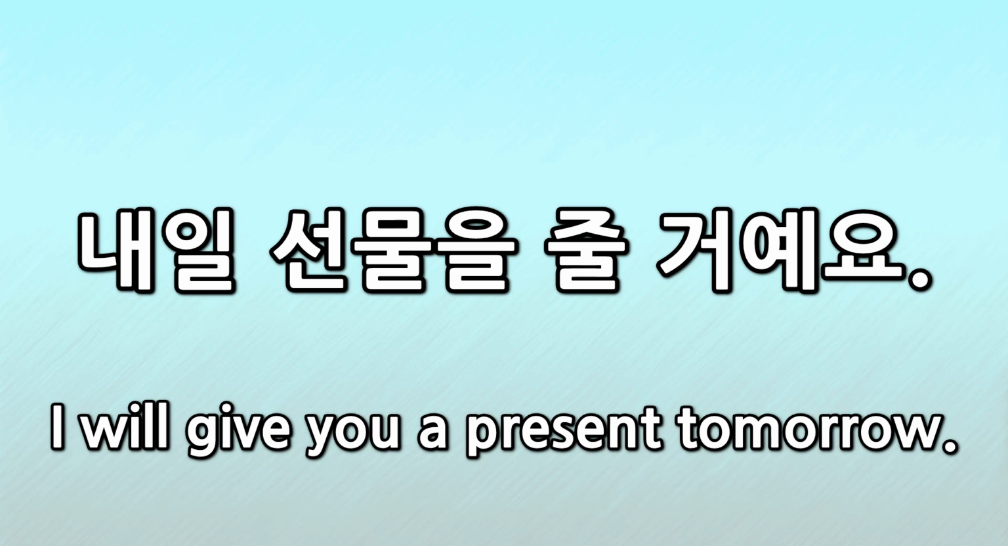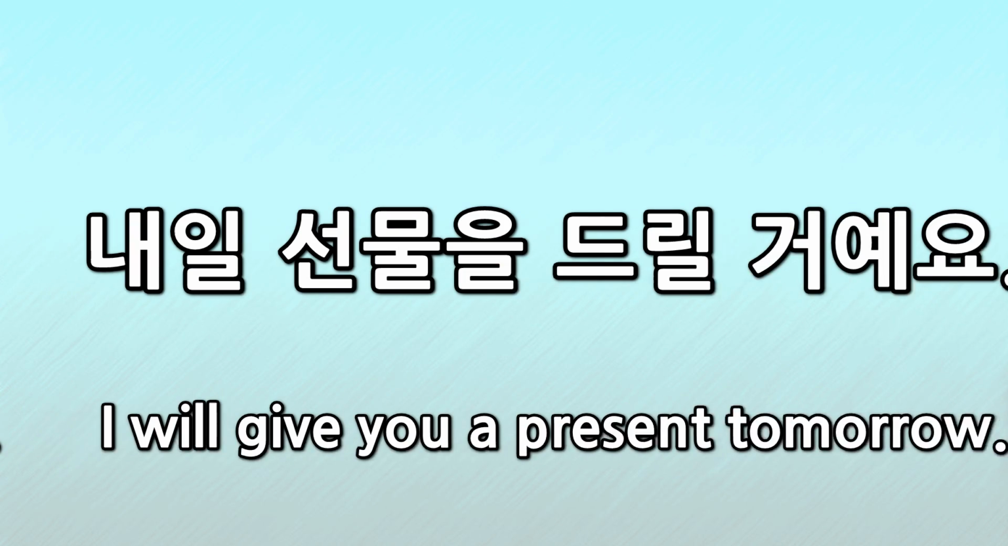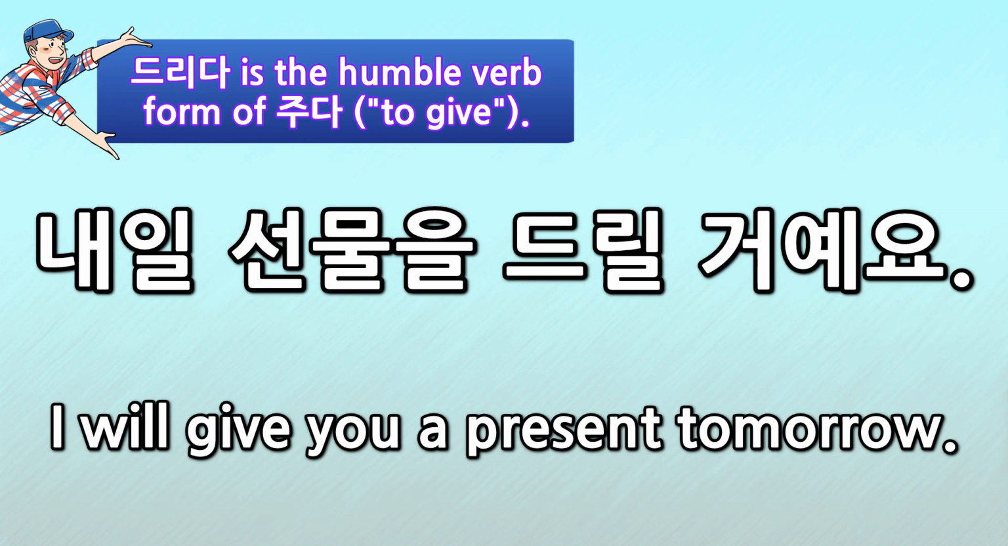내일 선물을 줄 거예요. I will give you a present tomorrow. There's nothing wrong with this sentence, but what if the person we're giving the present to is someone who we'd want to show extra respect to, such as to a teacher or to anyone who we'd use honorifics when talking about? We can use a humble verb to show that we're respecting the teacher by lowering our own status. For example, 내일 선물을 드릴 거예요. I will give you a present tomorrow. This sentence has the same meaning as the first one, only we've changed the verb 주다 to give into 드리다, which is the humble verb form of 주다. Using 드리다 instead shows humility from the speaker toward the person who he or she is talking about.